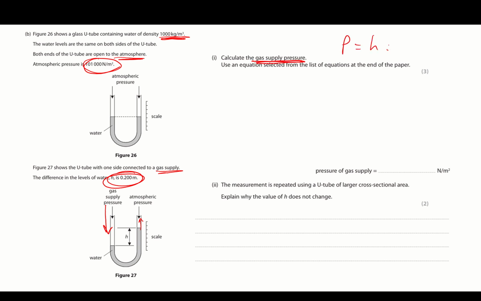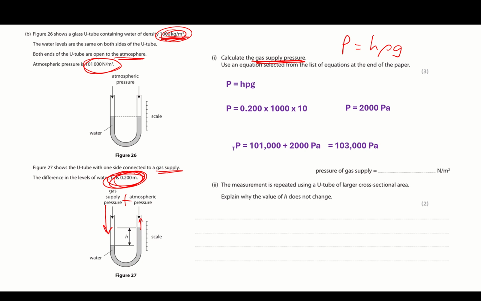We know P equals H rho G. So we're just going to have to plug that in and ultimately add on atmospheric pressure at the end. So P equals H rho G, 0.2, that number there, times 1000, the density, times gravity. Remember the value's 10, and we've got 2000 pascals. And then we've got to add on atmospheric pressure of 101,000. So that comes to 103,000 pascals, or newtons per meter squared. Those are the same thing.